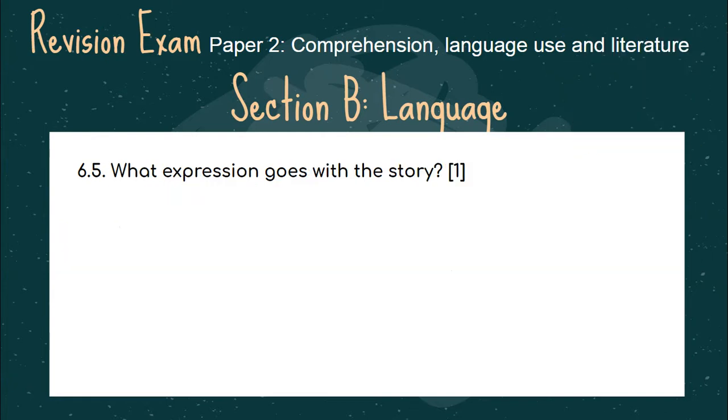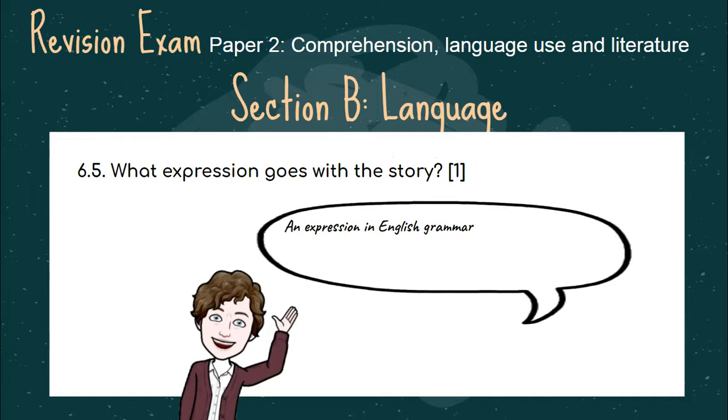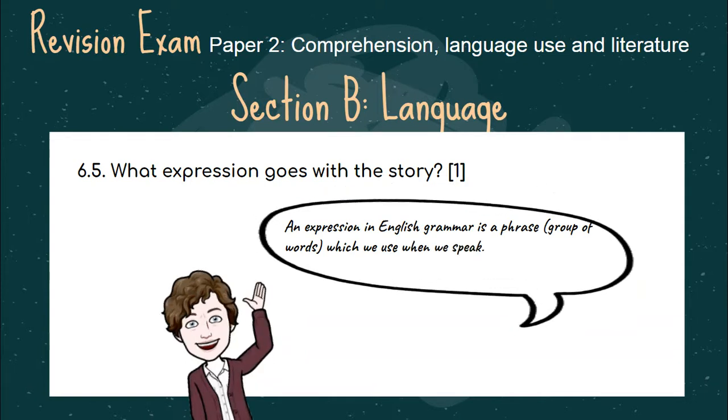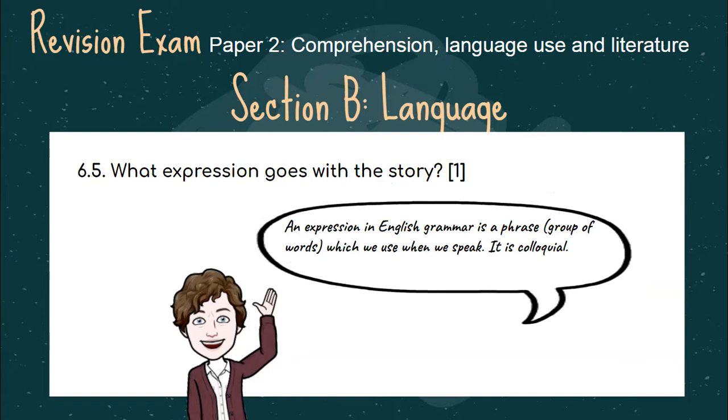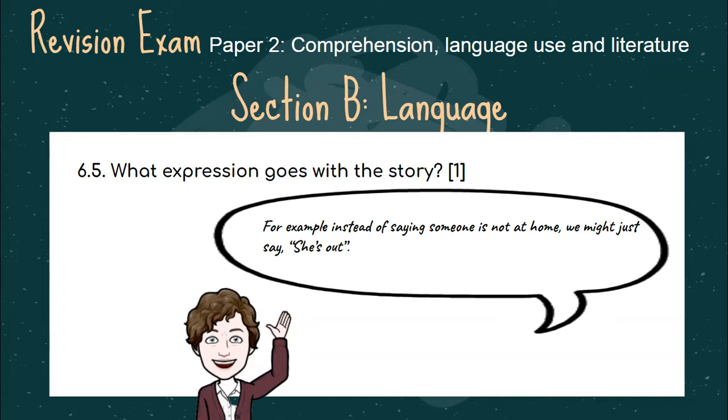Good. 6.5. They want you to write an expression to summarize the main idea of the story or a moral or a lesson in the story. A few people were confused with the word expression. An expression could mean a facial expression, like a grimace or a frown, but in this case, an expression in English grammar is a phrase. It's a group of words that we use when we speak. It's colloquial. For example, an idiom would be an expression. It's something traditional that we say when we speak. For example, instead of saying someone's not at home, we might say she's out. So can you see it's just a common phrasing that we use.